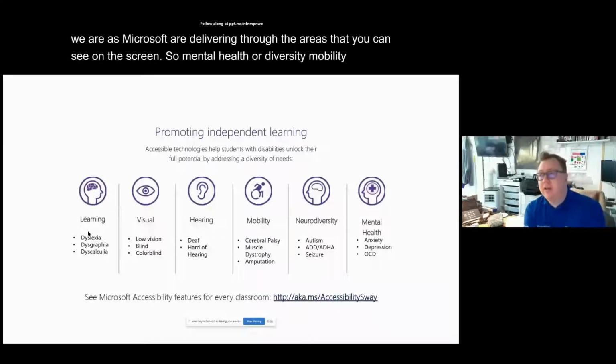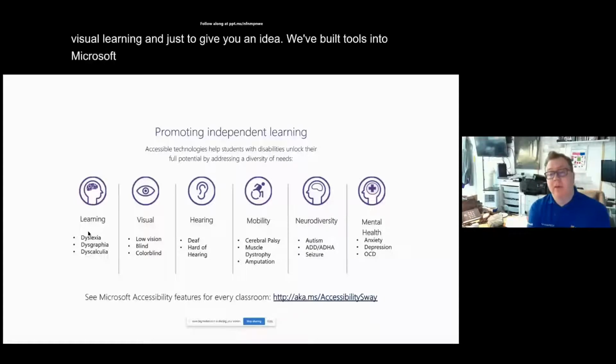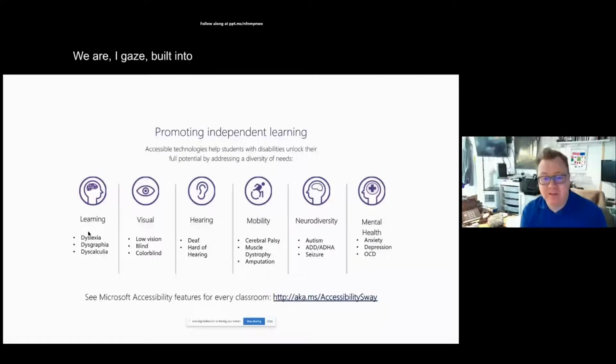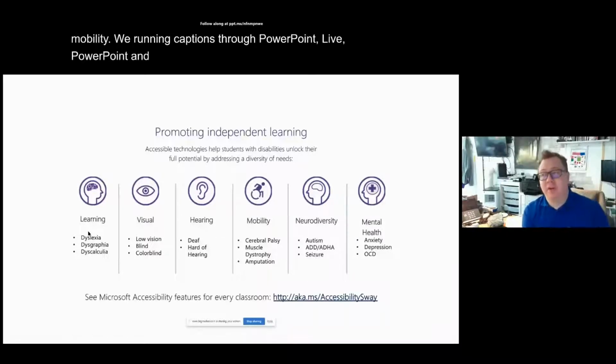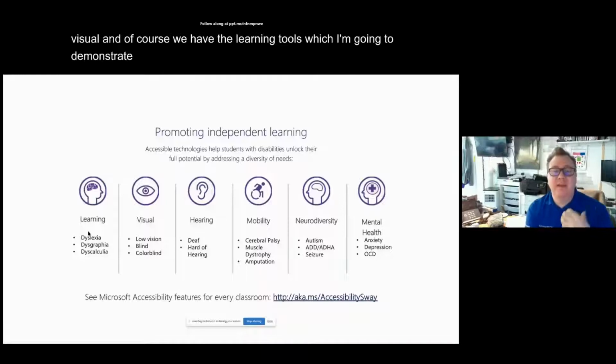And just to give you that idea, we've built tools into Microsoft 365 to help with mental health. We hire people with autism and neurodiversity. We have eye gaze built into Windows 10 to support people with mobility. We're running captions through PowerPoint Live, PowerPoint and Teams on hearing. We have colorblind tools in visual. And of course, we have the learning tools, which I'm going to demonstrate today for you. So for me, it is all about that.